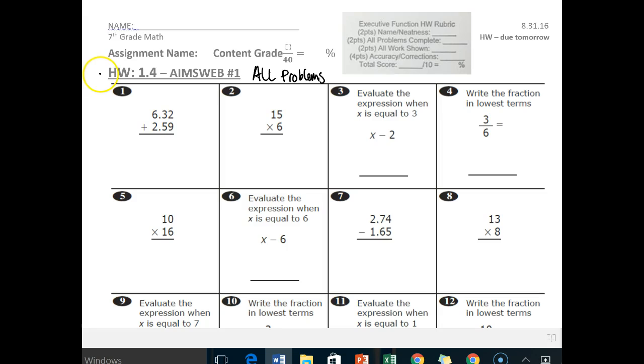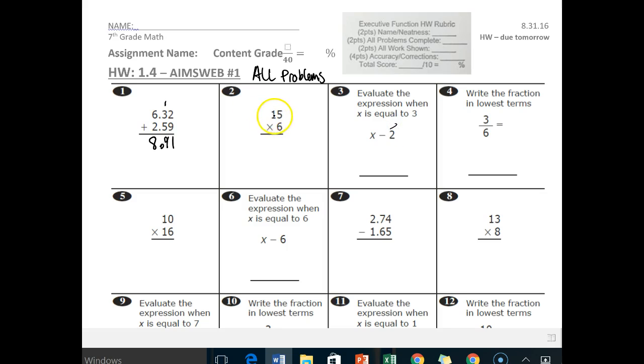All right, problem number 1, straight addition. So 11, carry the 1, we get 8, nope, Mr. Mason already made a mistake, sorry. 11, carry the 1, you get 9. Put your decimal down, 8.91. The reason why I'm doing all problems on the AIMSweb tonight is you will see this constantly. You will use this video as a reference from here on out.